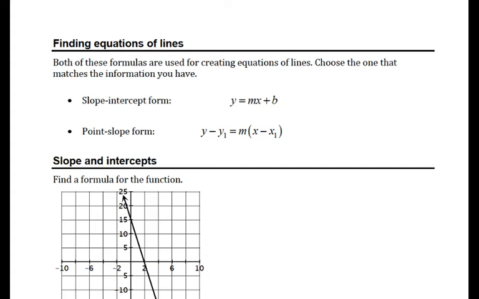Starting with equations of lines where we want to find an equation of a line given some information. We have two different formulas that we use for this, the slope-intercept form and the point-slope form. They have some things in common. One of those things is that they both have m, which is the slope. So m has the same meaning in both formulas.